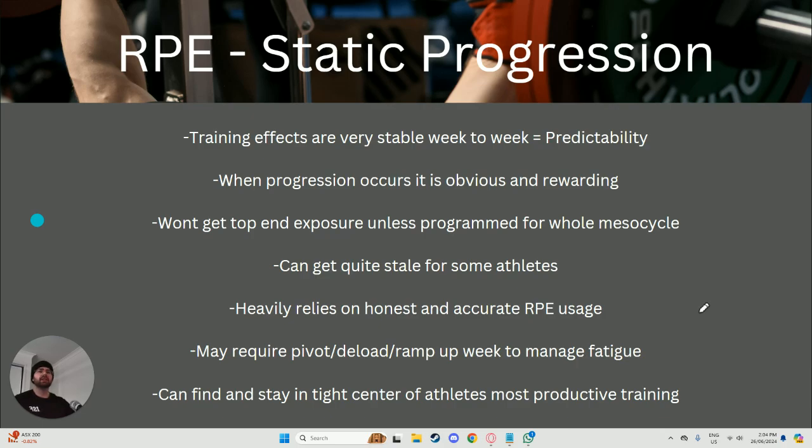And it was just because you weren't honest enough to realize that my 6 out of 10 effort is actually a bit lower than I thought it was. So you need to be honest with yourself with the RPE usages. And you also need to be accurate. And both of those things are really important.